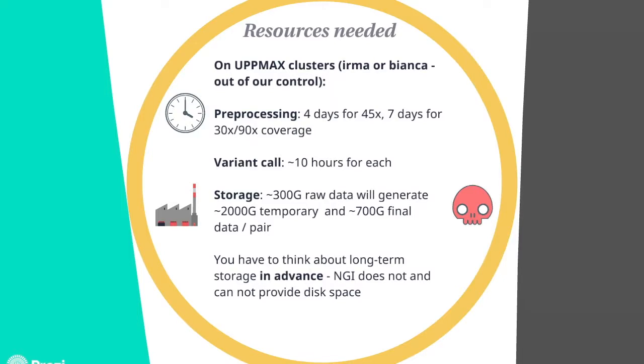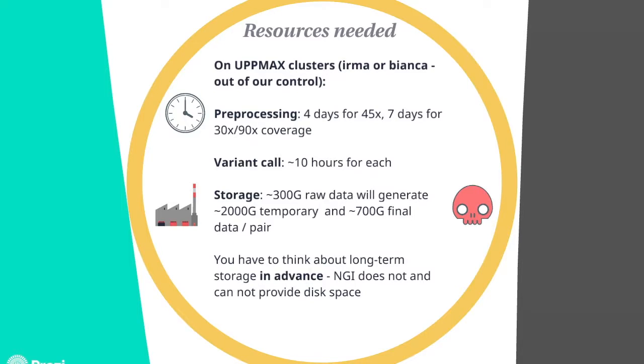Some are shorter, some are longer, but the main thing is the storage: if you have about 300 gigabytes of raw FASTQ data, by the end of the day you will get about 700 gigabytes or sometimes a terabyte of final data per pair. And you have to think about the storage of this data, because usually these are much bigger than normal whole genome sequencing samples.